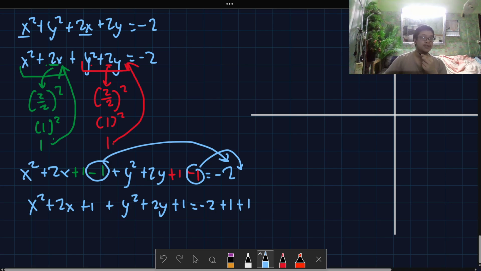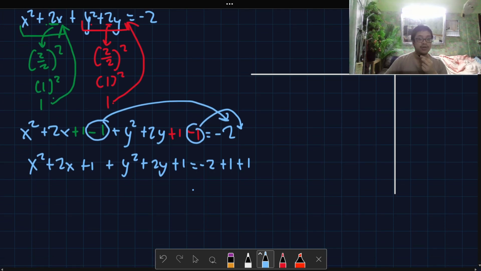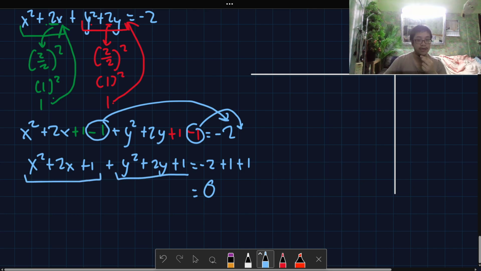Okay. So here we will simplify. On the right side, we will add the constant numbers, which is easy. Negative 2 plus 1 is just 0. Then these two trinomials, we're going to convert into their squared binomials, because these two are PSTs, or perfect square trinomials.